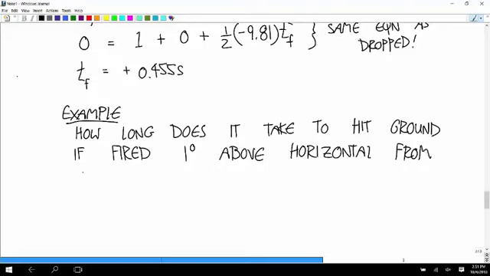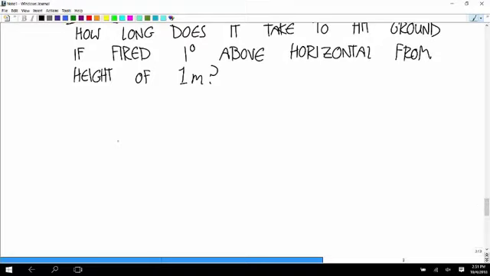A height of 1 meter. So we're talking about, this is exaggerated. 1 degree is a much smaller angle than I have drawn here, but this is what we're talking about. The bullet's shot like this, and it's 1 degree above horizontal. Terrible picture.